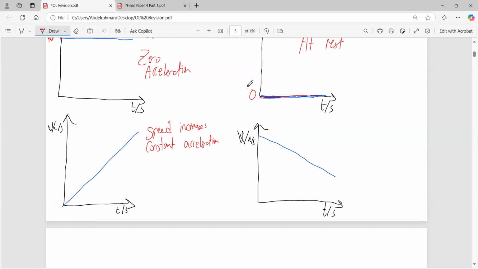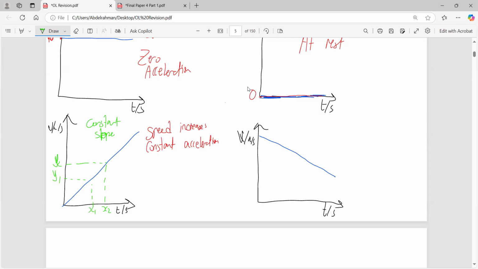Can you calculate the acceleration? Yes. How can I find the acceleration? Using the slope. This is a constant slope, and I know it's a constant slope because it's a straight line. How can I find the slope? It's y2 minus y1 over x2 minus x1.